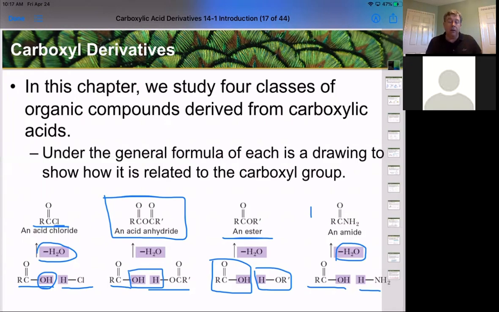So in all of these derivatives, we make them by basically reacting the carboxylic acid with something else and removing water, okay? In the case of the acid chloride, it could be HCl. In the acid anhydride, it's just water itself with another carboxylic acid. In the ester, it's the carboxylic acid and an alcohol. And in the amine, the amide, it's the amine and the carboxylic acid. So that's the first important thing, with different classes, and they have different reactivity.